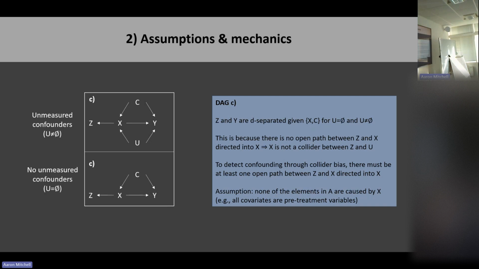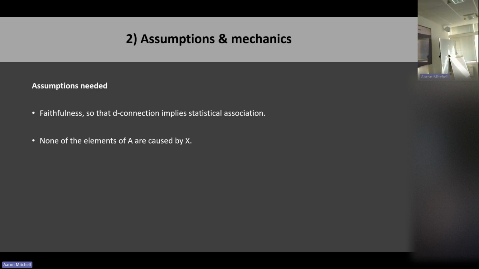And this would actually be the typical case because we often use pre-treatment covariates as adjustment variables. But it doesn't have to be the case always, so we better make this assumption. Of course, it doesn't have to be pre-treatment if you know that a post-treatment variable is not influenced by X, but you need to make that assumption. If you only have pre-treatment variables, then you know this is going to be true. So second assumption, none of the elements of A are caused by X. Okay? This would often be the case if all covariates are pre-treatment variables.